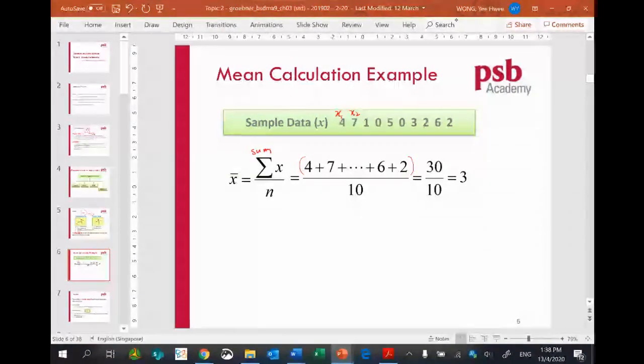How you do it is just sum up all the X. You don't need to write this. You just say, okay, it's 30. Press your calculator, you say it's 30. Then you divide by 10. Right, so that's how you do.